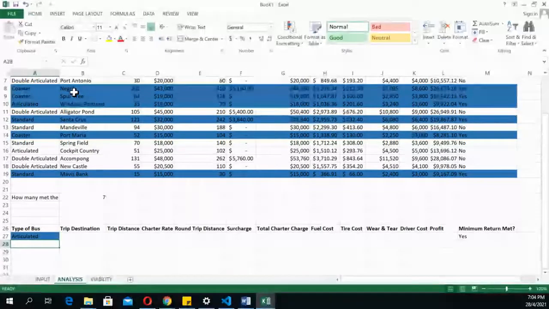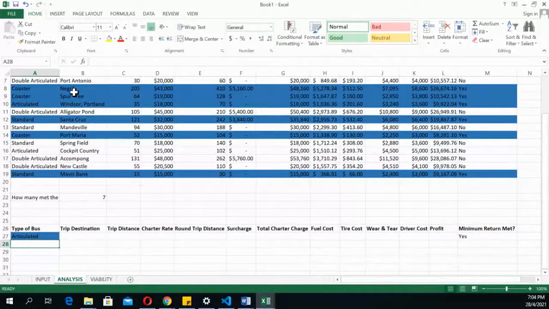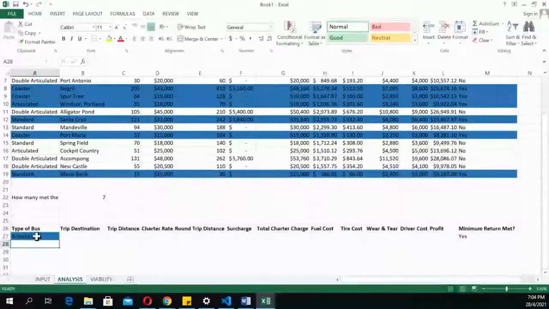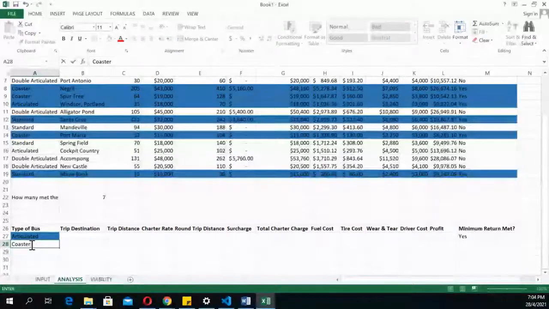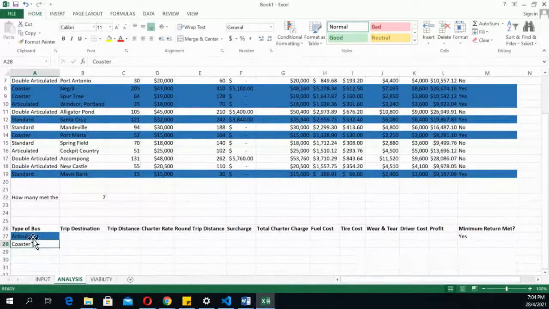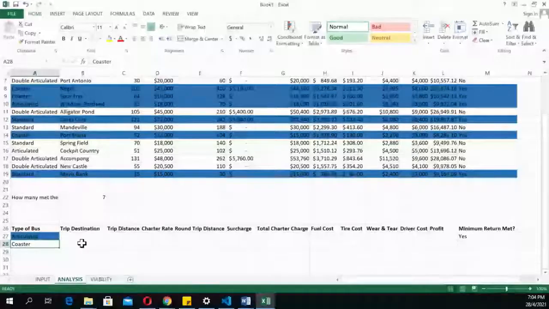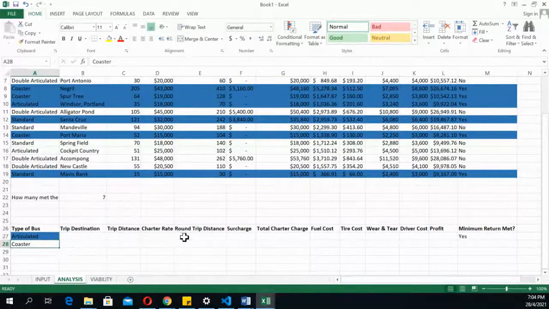Oh yeah, I didn't see that, because you asked about coasters now, so yes, you'd have to put the coasters requirements in our next line, because it can be the same bus type, right? It can be coaster and articulated at the same time. So yes, coaster, what was the one for coaster?